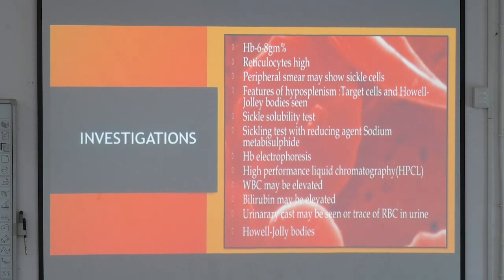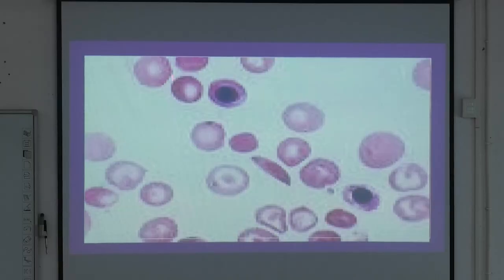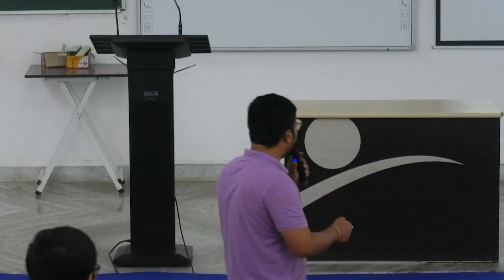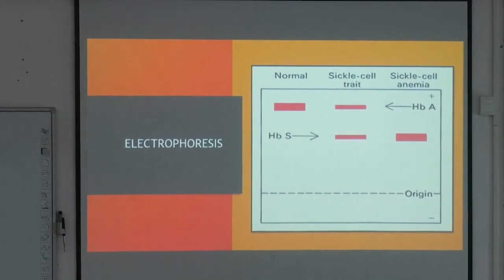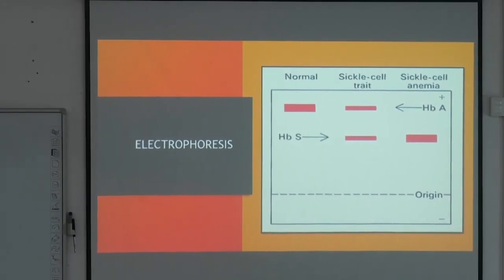Sickle solubility test, sickling test. These are nucleated RBCs. Teardrop cell, sickle cell, target cell. Hemolysis is predominant in the peripheral blood smear. So hemoglobin electrophoresis is the gold standard of investigation.